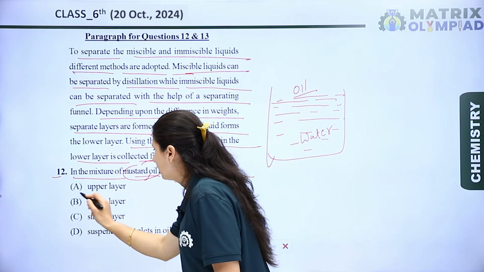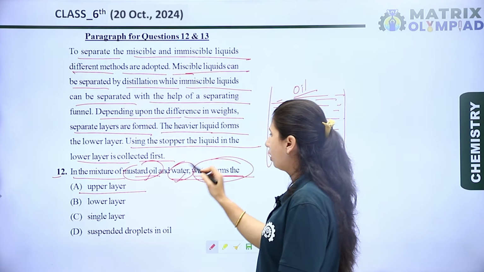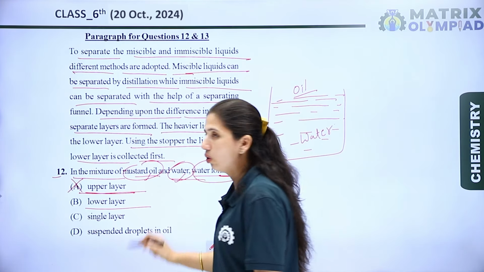Okay, so now let's see the options. Option first is upper layer, no. Here the question is what water forms, so water does not form the upper layer. Second one is lower layer.